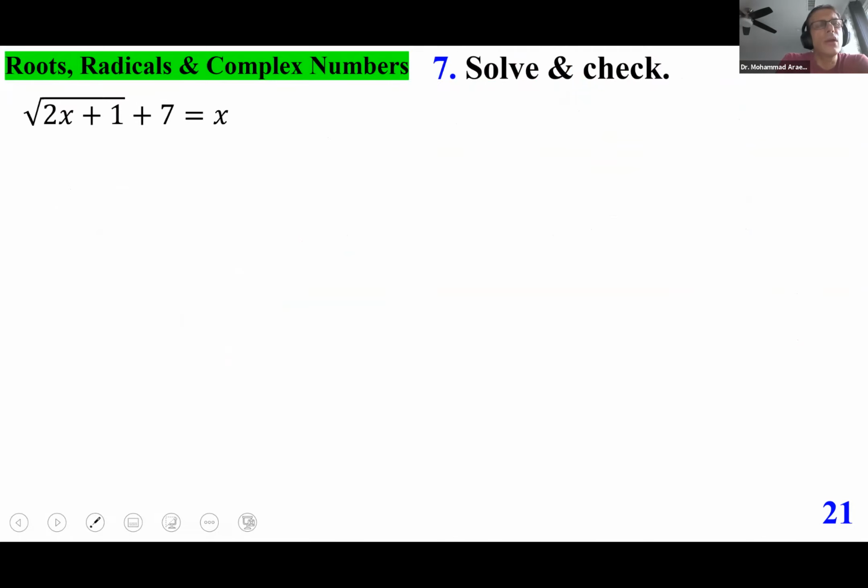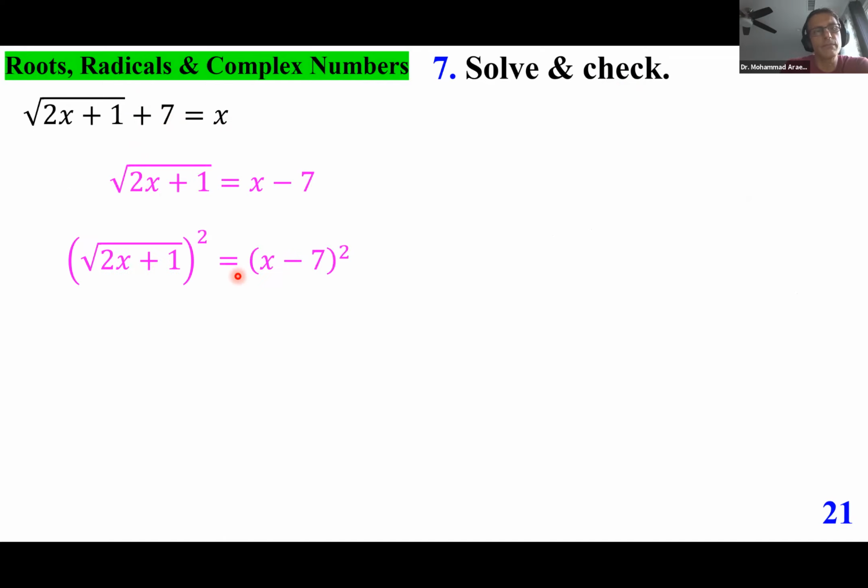We want to solve and check, even if they don't say check, you must check whenever you're dealing with a rational equation or a radical equation. The very first step is isolation. Step 1, get rid of the 7. Step 2, raise both sides to an appropriate power. In this case is 2. So this simply comes out.